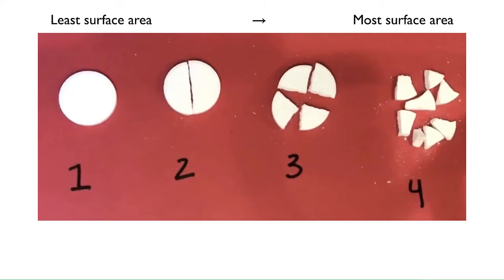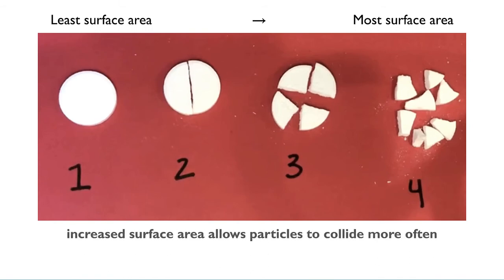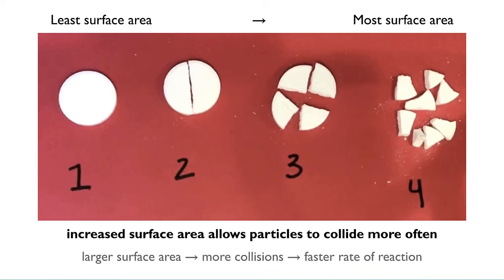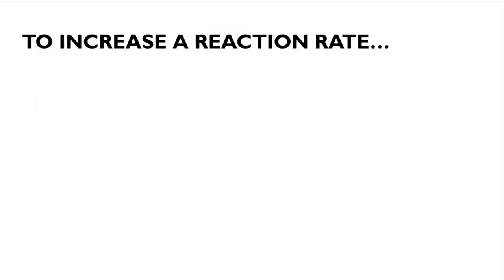Right, we noticed that number 4 finished reacting first, then number 3, then number 2, then number 1. So if we think about what's happening in terms of particles, it does make sense. An increased surface area allows particles to collide more often. Larger surface area leads to more collisions and therefore a faster rate of reaction, because more particles are able to collide with each other.